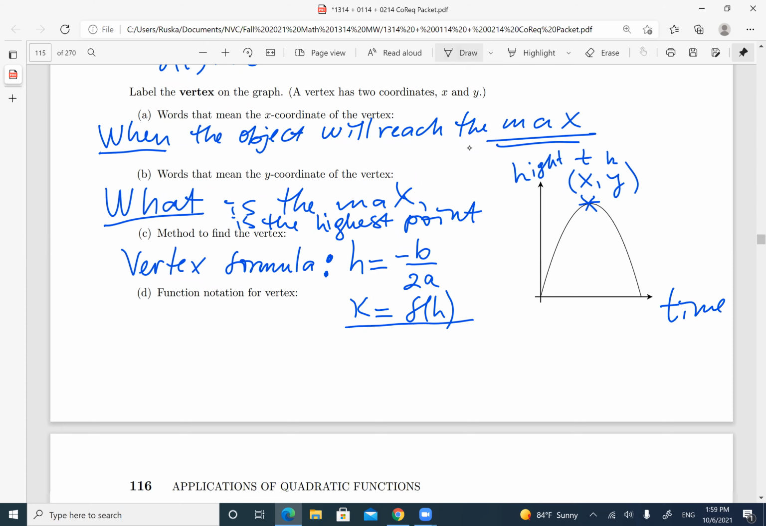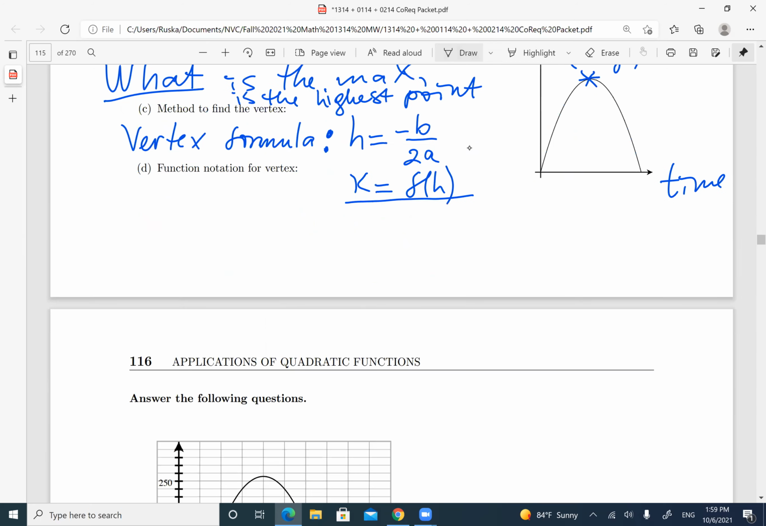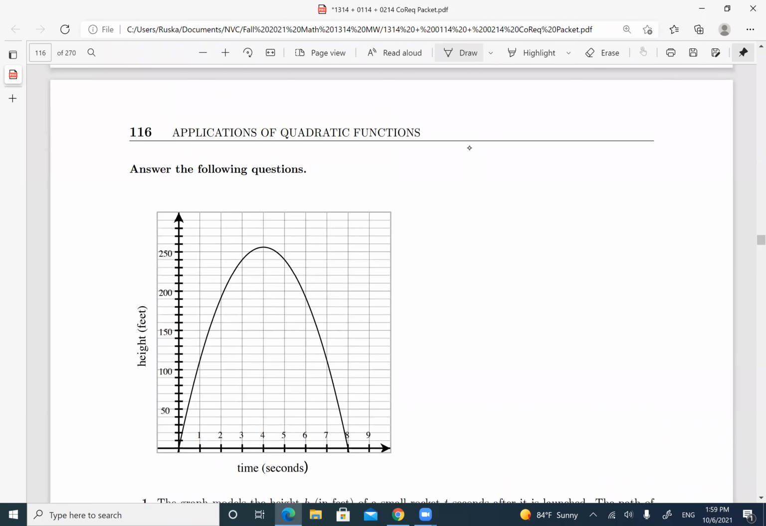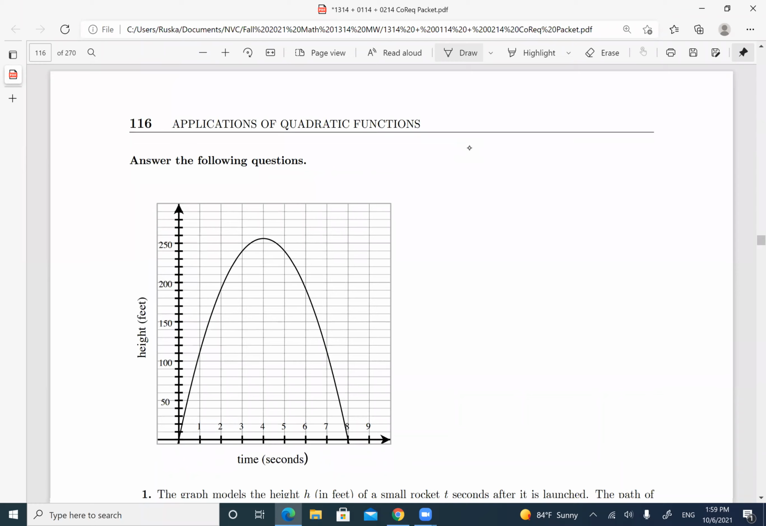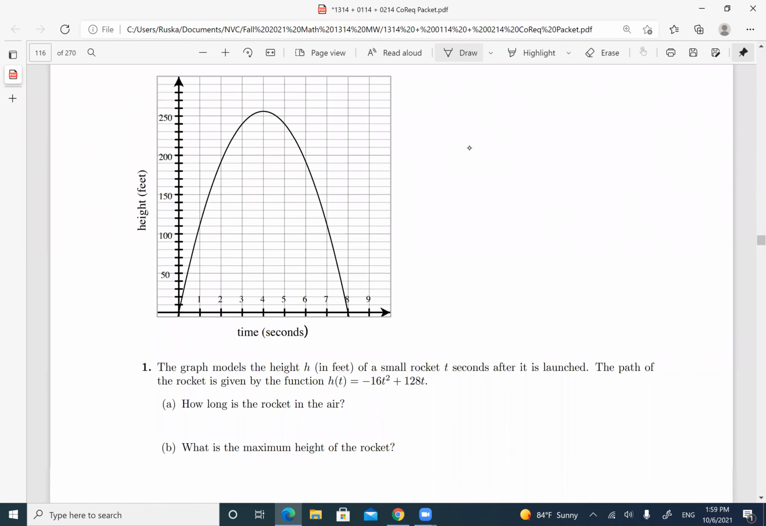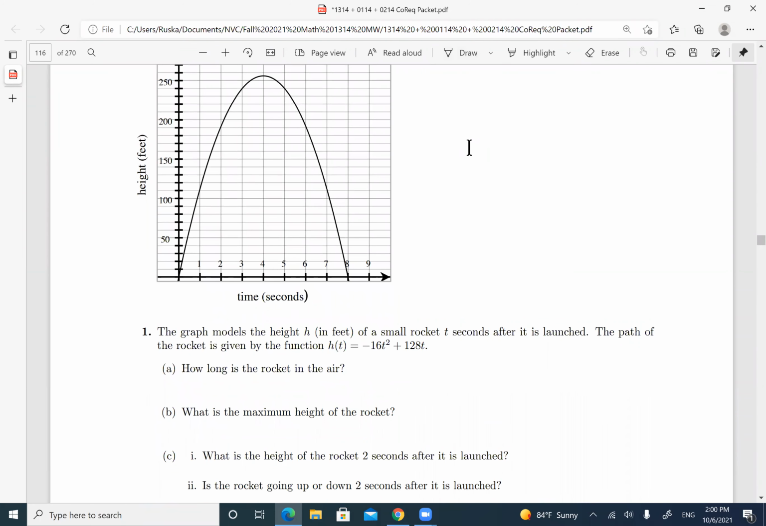Okay, so now we're going to actually start solving a problem. So far we're just talking about it. Now we're going to solve a problem. So the question is, answer the following question. We have a graph given, which is the height in feet of a small rocket t seconds after its launch. The path is given by this function. They give me the equation of the function, and we have the graph also. So the question is, how long is the rocket in the air?